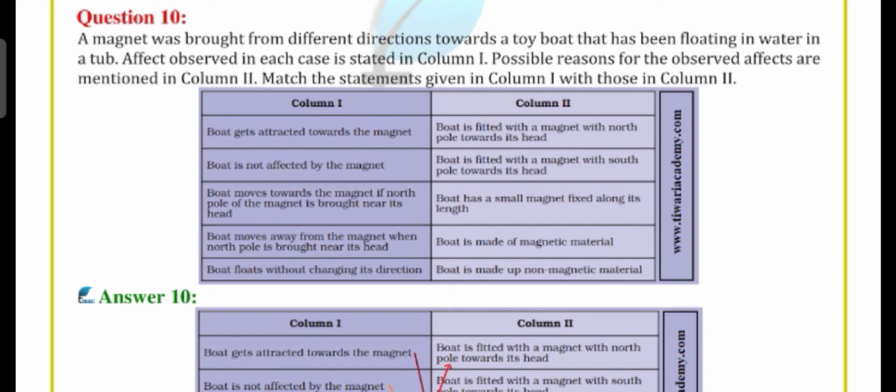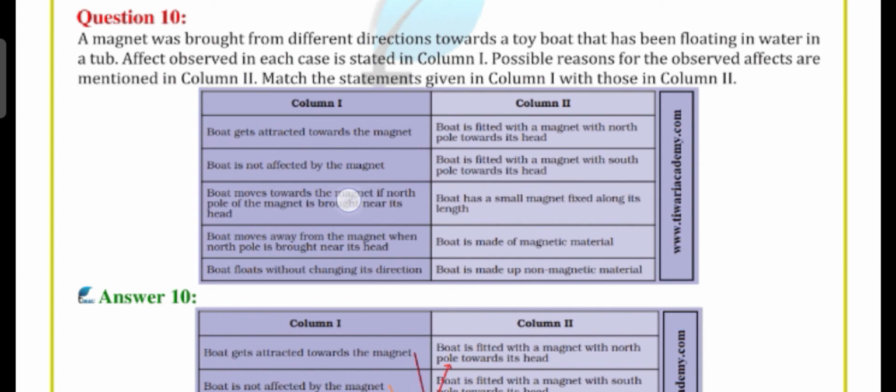Then second one: boat is not affected by the magnet. What does it mean? The boat is not attracted or repelled by the magnet. There is no effect. That means the boat is not made up of magnetic material. That means the boat is made up of non-magnetic material.